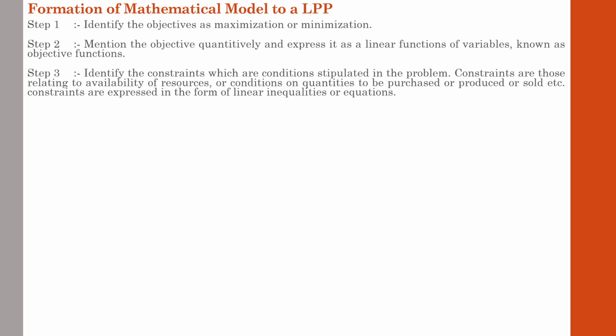If it is with regard to minimization of cost, how much has to be produced, what will be the cost of the raw materials, such like that. Such factors are known as constraints. That varies depending upon the objective of the question. So constraints are those relating to availability of resources or conditions on quantities to be purchased, produced or sold, like that. Constraints are expressed in the form of linear equations, otherwise known as linear inequalities.